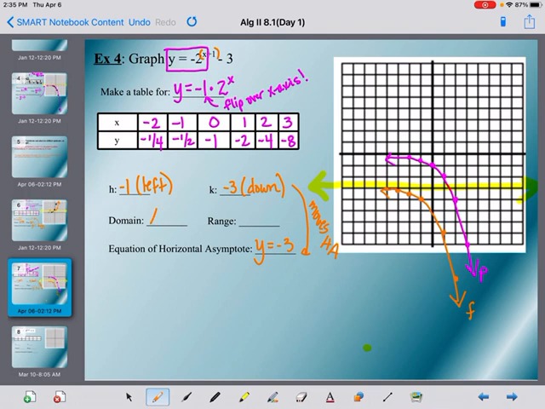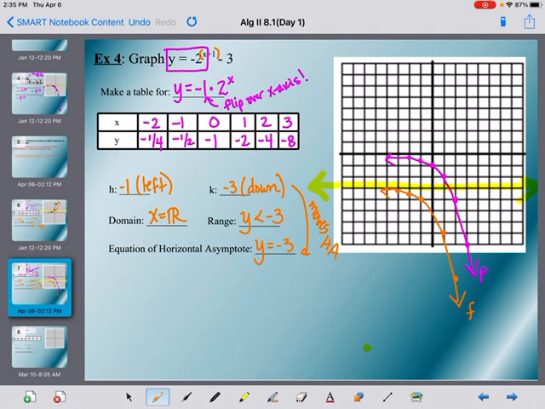My domain, always x equals all reals. And the range of this graph, if you look at the picture, you can see that the orange graph is living completely below the horizontal line, y equals -3. So all of my y values are less than -3. That is my range for this graph. So this is it for the notes for section 8.1 day 1.